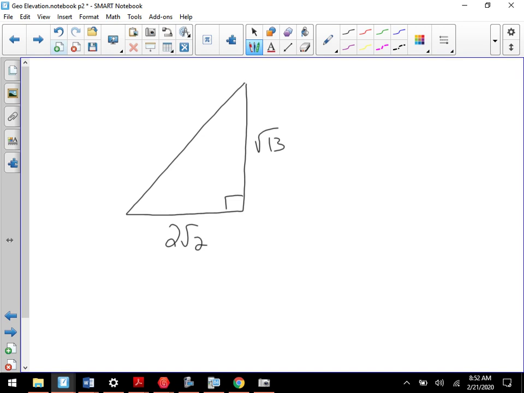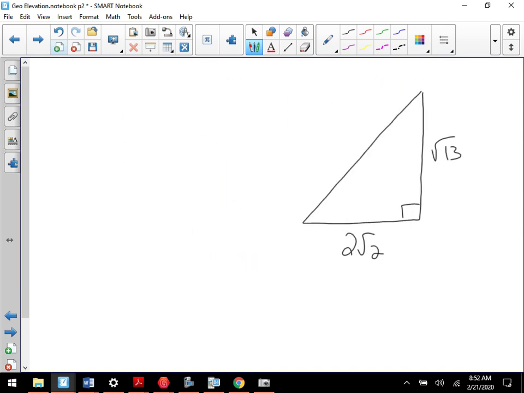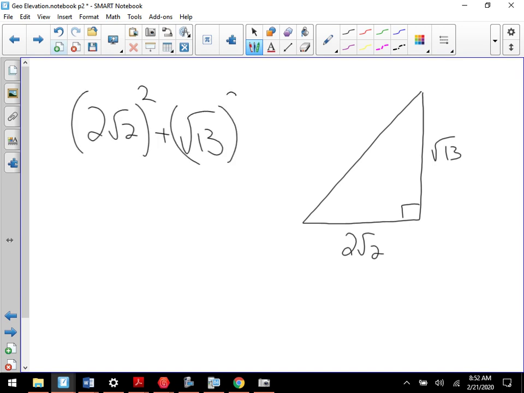Oh, sorry. What part are you looking for? A hypotenuse or a leg? Hypotenuse. With all those square roots, when you're using the Pythagorean theorem, what do you have to make sure you put around the square roots? Parentheses. Okay. When you type this in, you have to do the quantity 2 root 2 squared plus the quantity 13 square root of 13 squared equals our unknown squared.